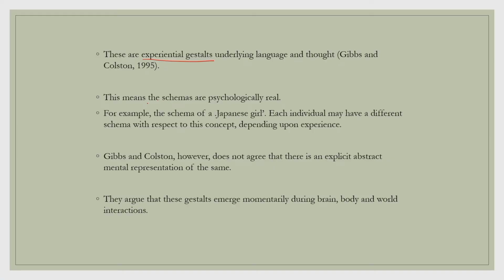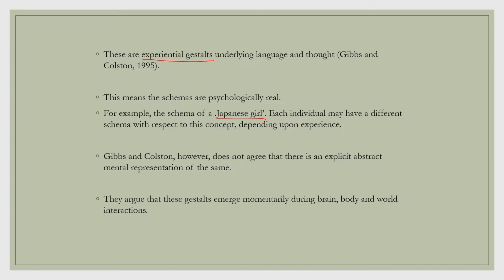So, which means the findings of all of these psychologists basically refer to the same point, that schemas are psychologically real. It is not something we are making up. This is psychologically real. For example, this is yet another very commonly cited example, the schema of a Japanese girl, let us say. So, what is the schema in your mind of a Japanese girl?